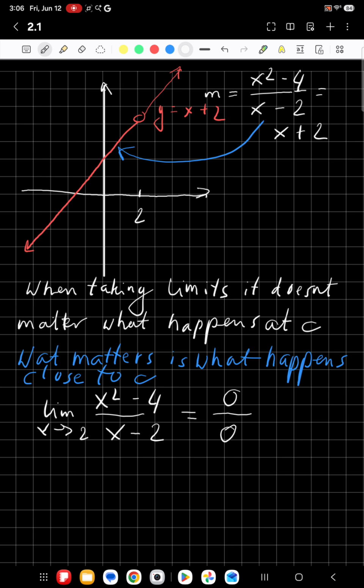So in a sense, that's what it means. It doesn't matter what happens at 2, because at 2 the function is not even defined. I have a hole right there. There's no function there. What matters is what happens close to that 2, what value that expression takes when I get close to 2, and that value was 4.